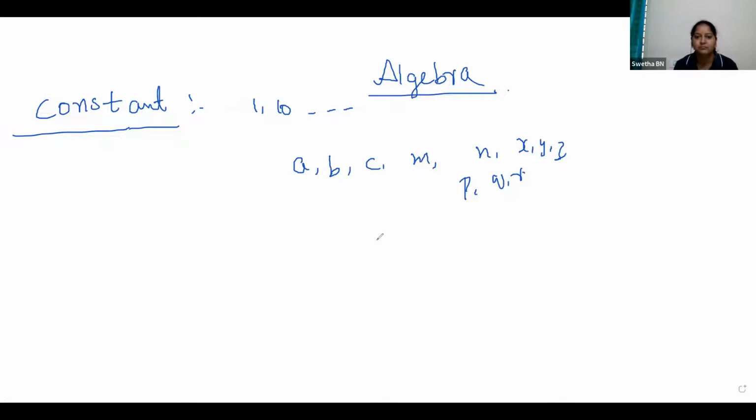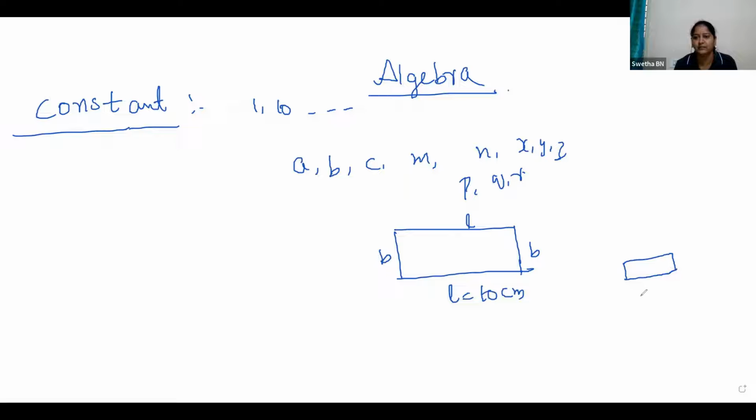For example, if you take a rectangle, this is length and this is breadth. So here I will say L is equal to 10 centimeter. For another rectangle, I'll say L is equal to 5 centimeter. Here L is equal to 10, here L is equal to 5. Like that, they do not have a fixed or definite value. You can assign any value for that. That's why these are called variables.